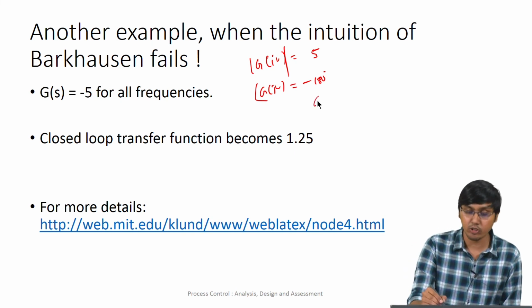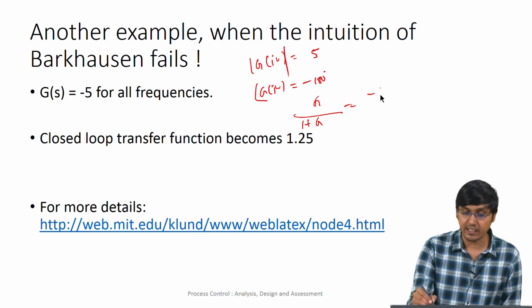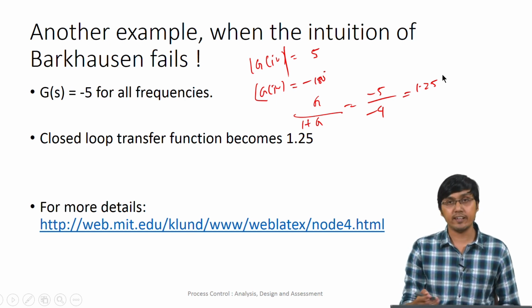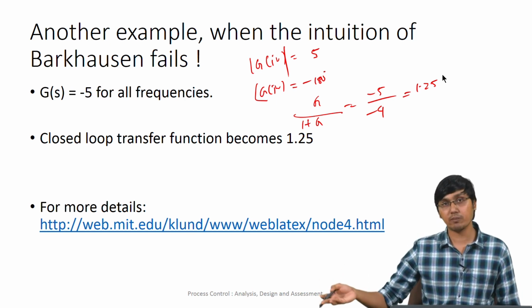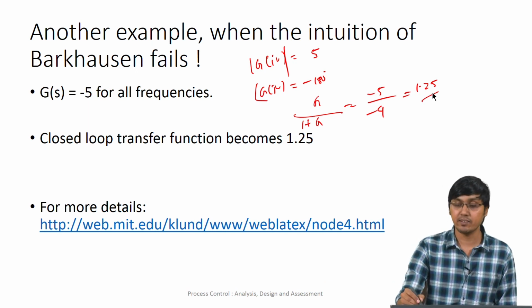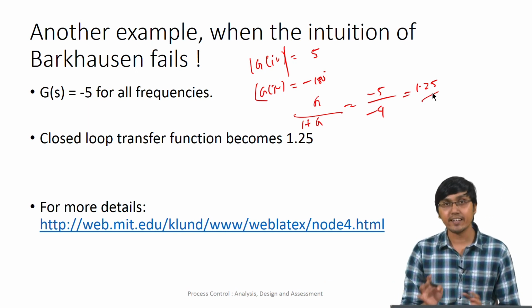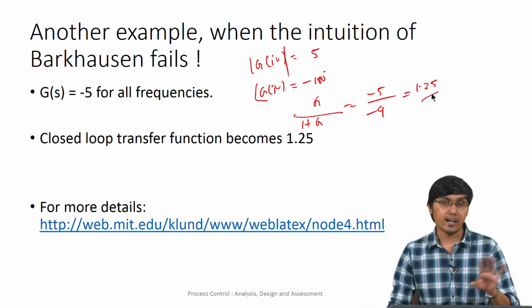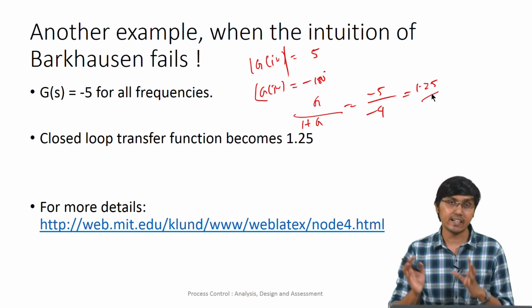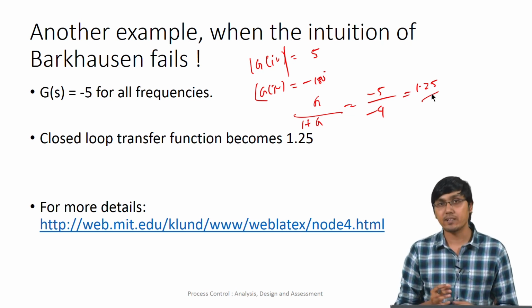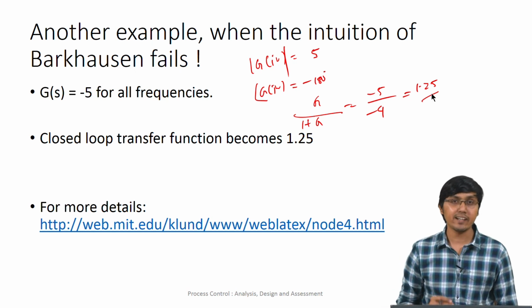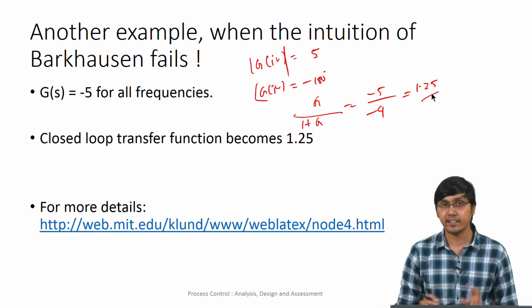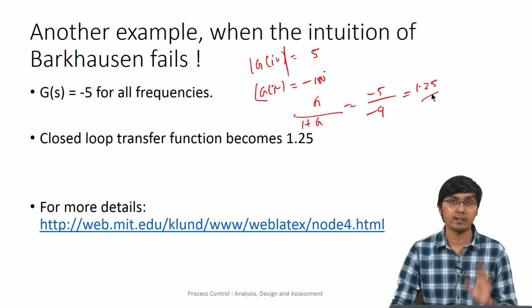But if you write the closed loop transfer function, which is G of s by 1 plus G of s, it's nothing but minus 5 by minus 4, which is 1.25. So this is stable: if you give a step input, the output is going to be 1.25 times the input. So this is having some problem. This gain margin and phase margin and Bode diagrams all help us understand intuitively what exactly happens and why a system can go unstable, but it's not always true. Sometimes it fails. That's something you have to keep in mind.